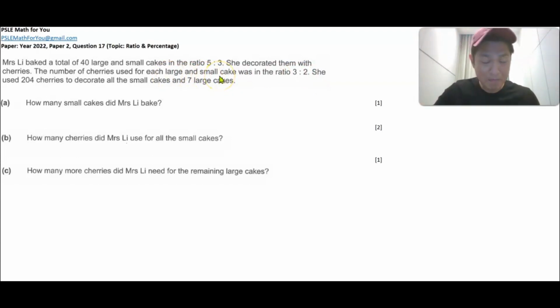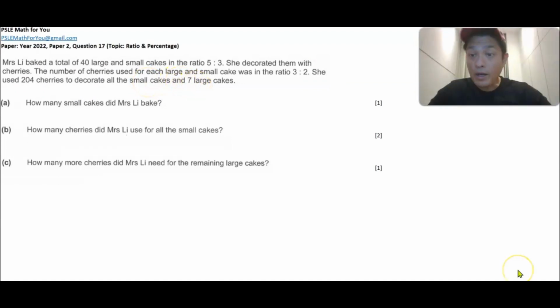ratio means. Okay. She used a total of 204 cherries to decorate all small cakes and also only 7 large cakes. Okay, so let's look at what the first part of the question wants. Now, how many small cakes did Mrs. Lee bake? I'm going to use the first sentence to help me with finding this answer, because it says that Mrs. Lee baked a total of 40 large and small cakes, and the ratio is 5:3.